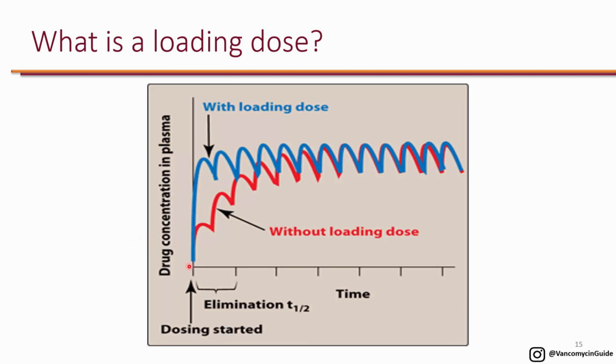So the red graph shows you what happens without the loading dose. It takes some time for the levels to rise up to steady state, which means that during the initial period, there will be subtherapeutic levels of the drug. By giving a loading dose, you quickly achieve a high dose. It will eliminate any subtherapeutic period of time, and then it will help you to get to that steady state faster without affecting the maintenance dose.